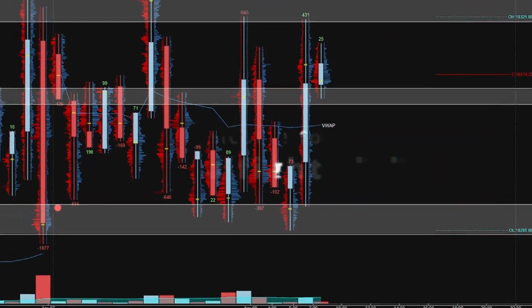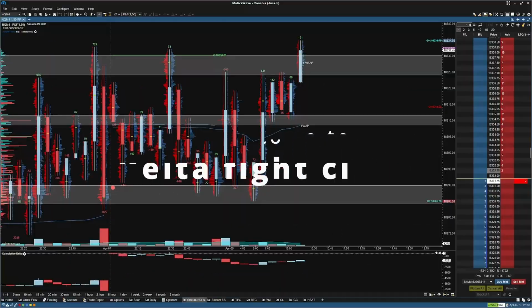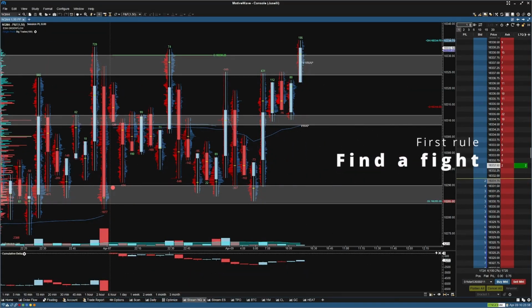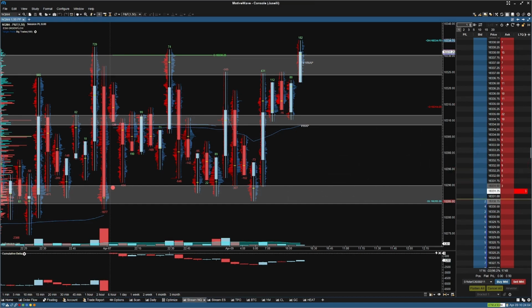Gentlemen, welcome to Fight Club. The first rule of Fight Club is spotting those bars where the volume is roaring, where buyers and sellers are really going at it. We're talking about those standout bars that scream there's a fight happening here.